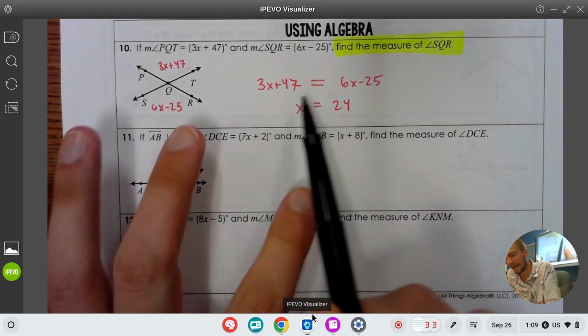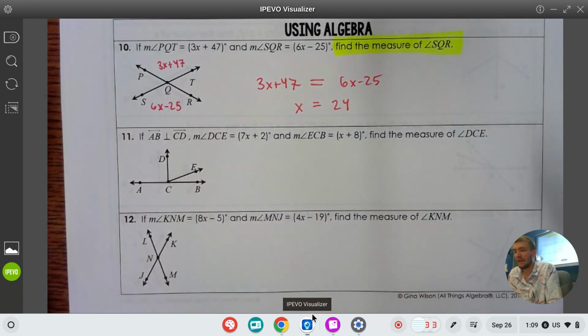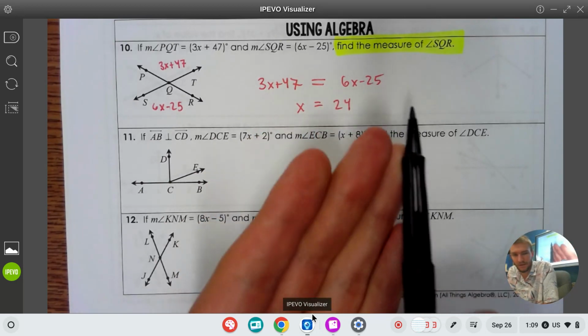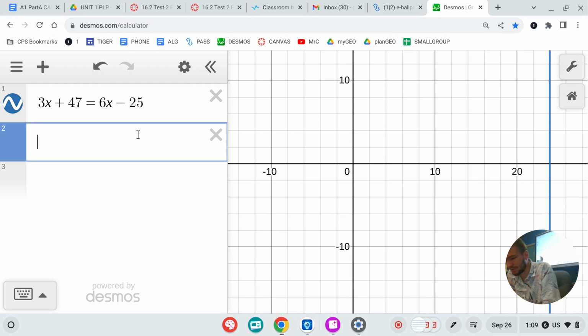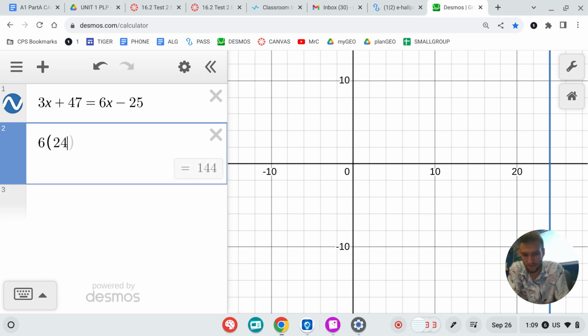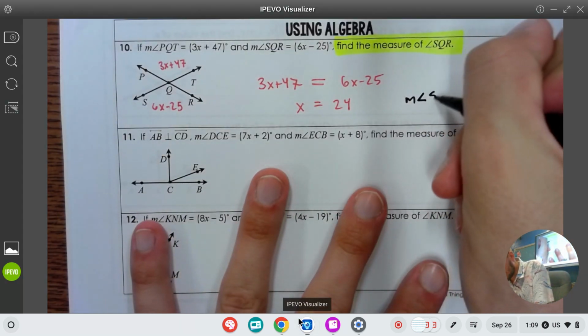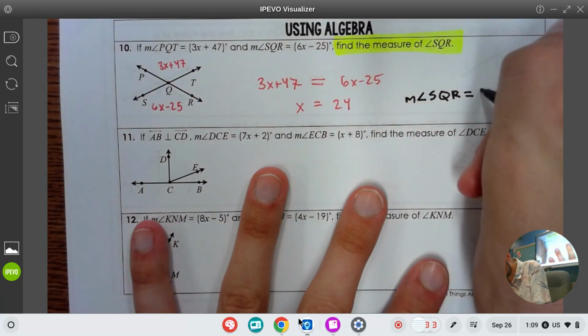Now, does it matter whether I plug this 24 into the 3x minus 47 or the 6x minus 25? They're the same thing, right? So who cares. If I plug the 24 over here, it should give me a number. If I plug 24 over here, it should give me the same exact number. So it really doesn't matter. I'll just plug it in. I guess we'll do what the question says, but again, it doesn't matter. SQR is the bottom shape. And so if I plug it into the bottom, 6 parentheses 24 minus 25, I'm getting 119. Measure of angle SQR equals, let me just make sure I remember that right, 119.